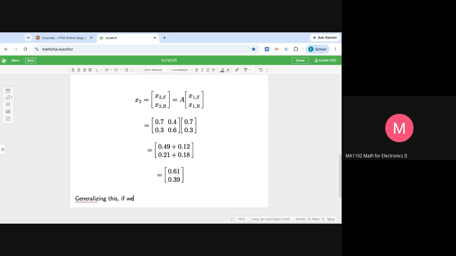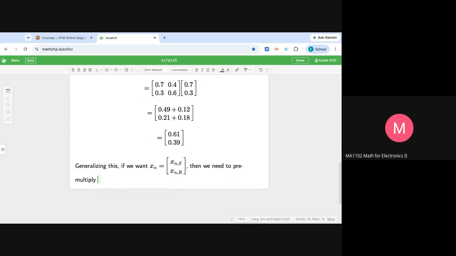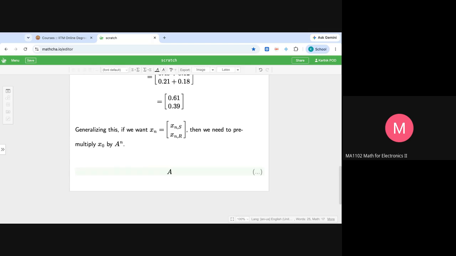Generalizing this, if we want xn, then we need to pre-multiply x naught by A power n. It's n times, so each one will give you one extra increment. Which gives us xn equal to A power n times x naught. So x1 is A x naught, x2 is A squared x naught.